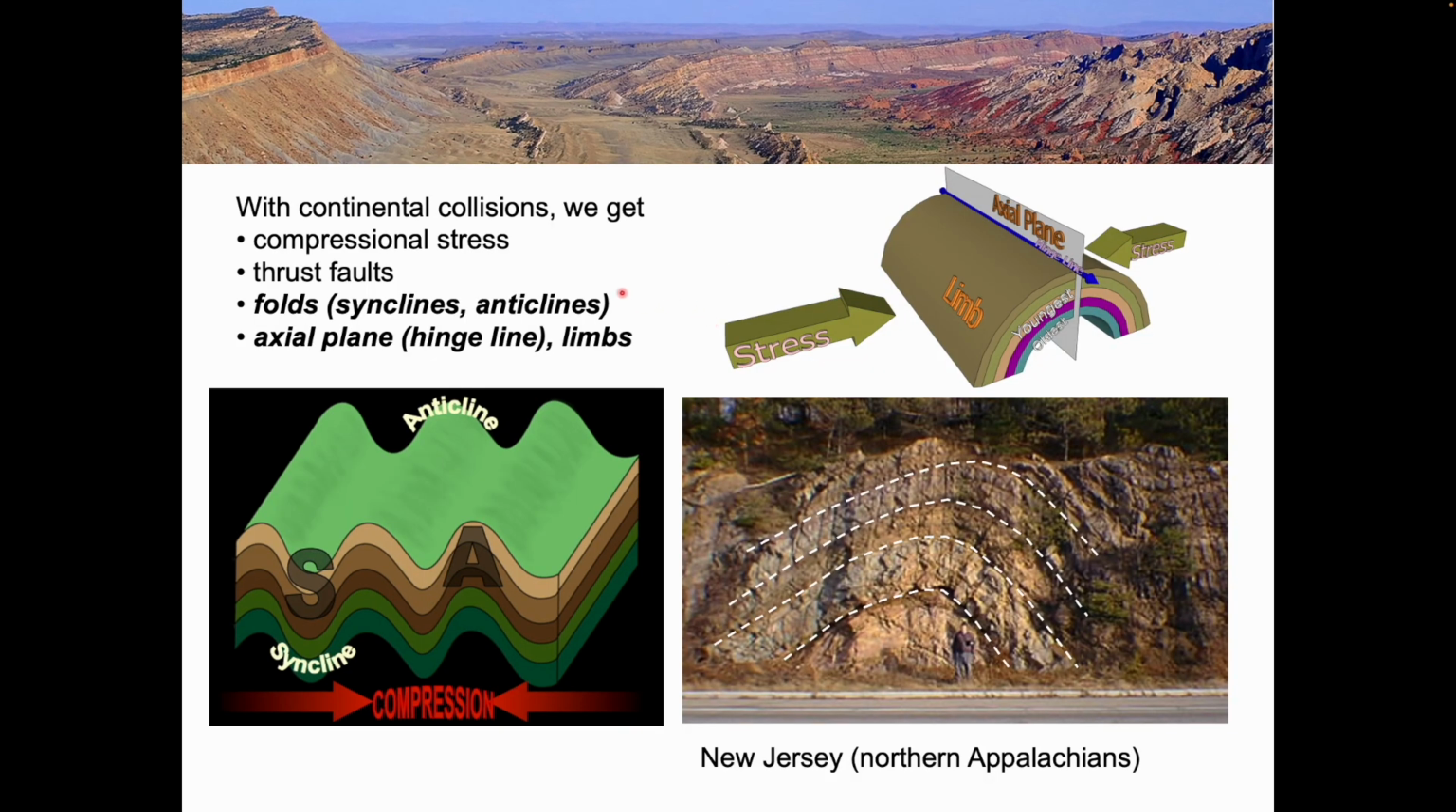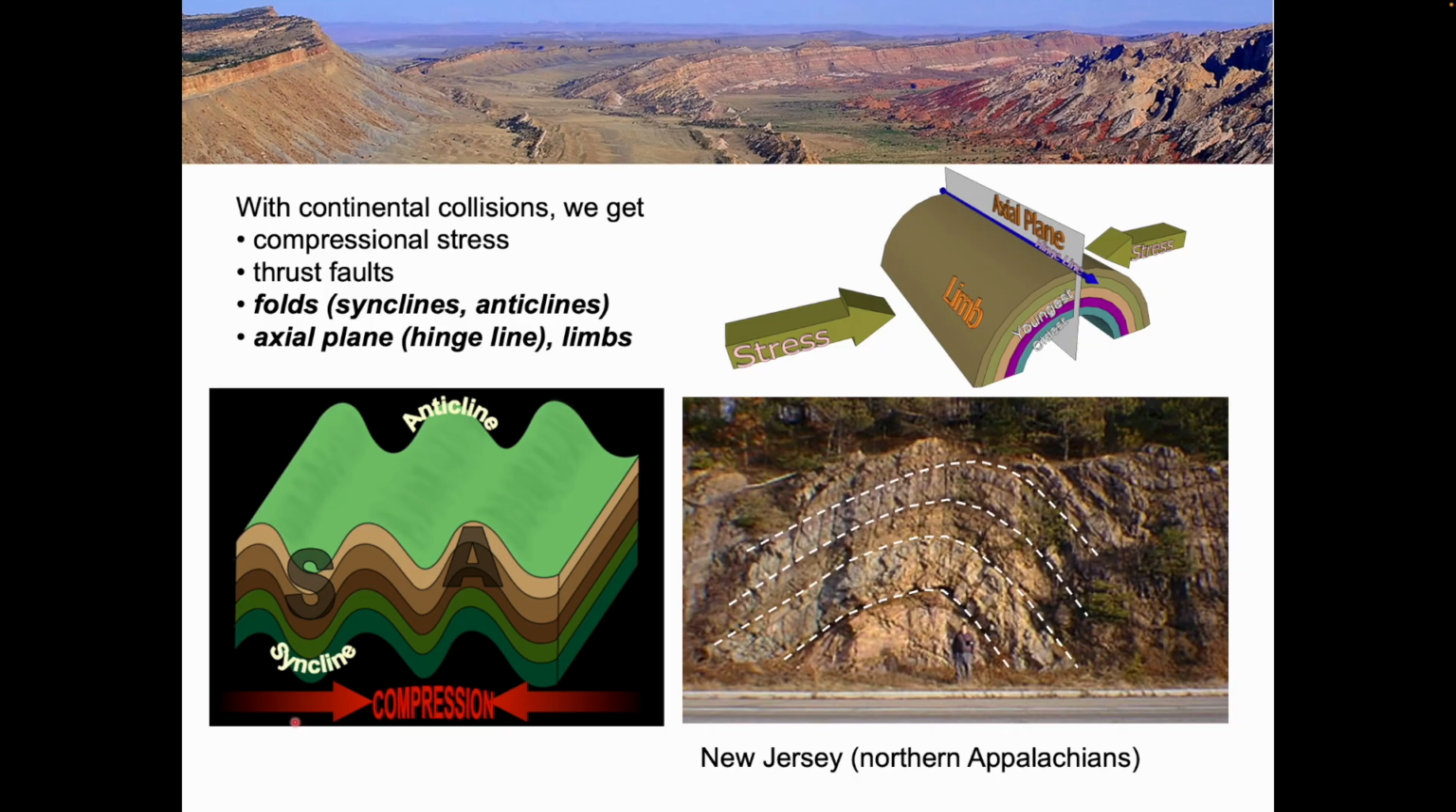There are two primary types of folds, synclines and anticlines. A syncline is a smiley face shaped fold, so that it goes down, and an anticline is the opposite, so it folds up. It's anti, it's a frowny face. Any fold will occur along an axis, which is called the axial plane. This is the direction along which compression has been greatest.